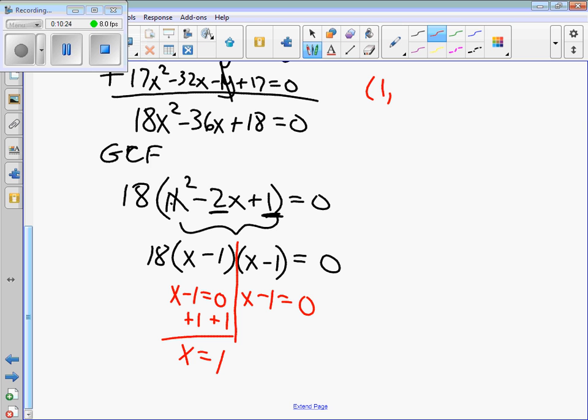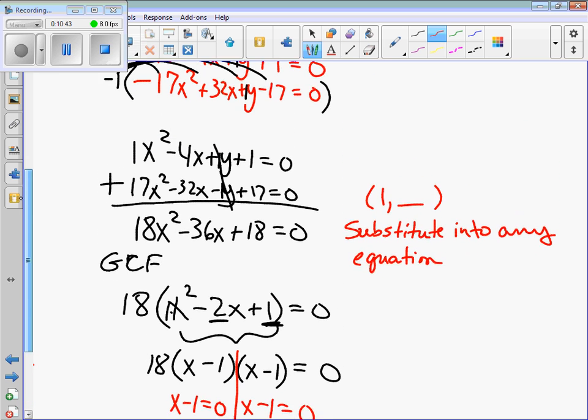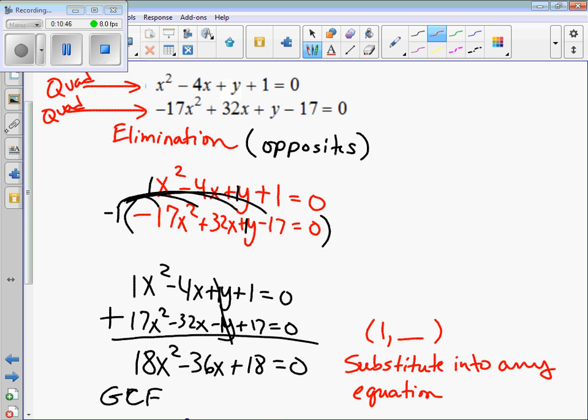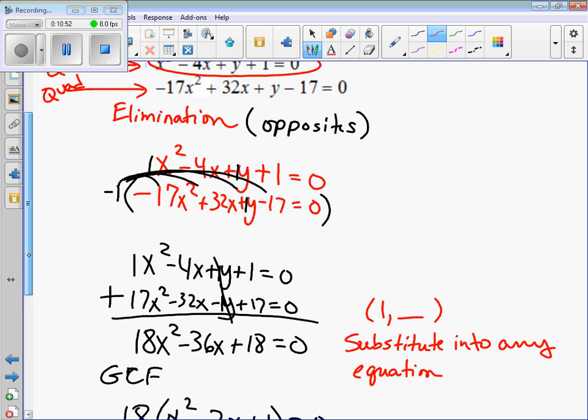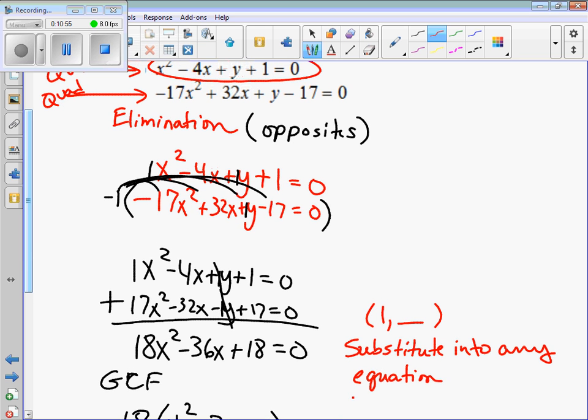So substitute into any equation that has a y. So go back up to the start, and let's look at which one of these I would want to solve. The top one has less subtractions in it, so I'm going to use that one. Really no rhyme or reason to it. So I have x squared minus 4x plus y plus 1 equals 0.